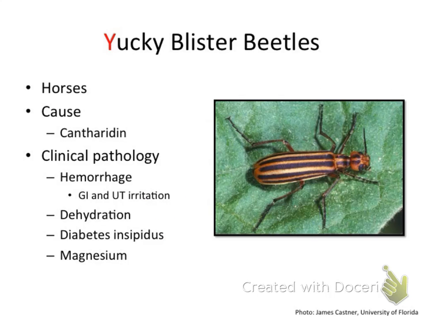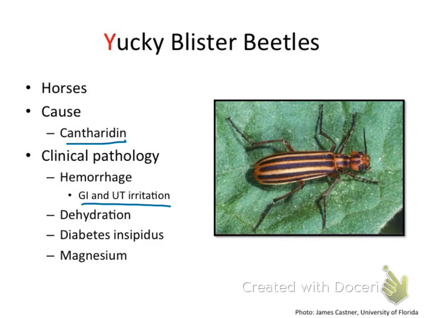Blister beetles contain a toxic agent called cantharidin. Cantharidin is absorbed by the GI tract and excreted in the urine. As a result, it can cause GI and urinary tract irritation and hemorrhage. Horses can present with either mild to severe colic and dehydration.